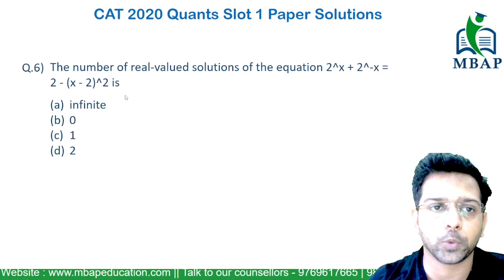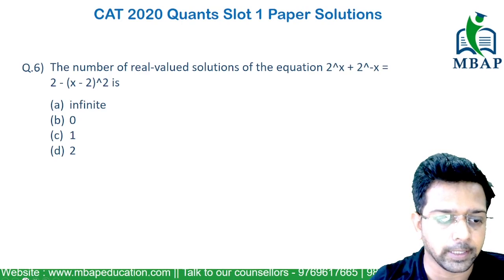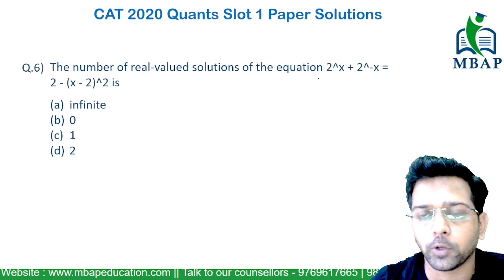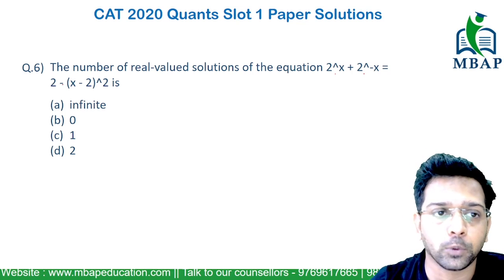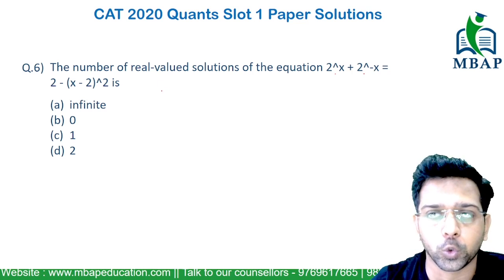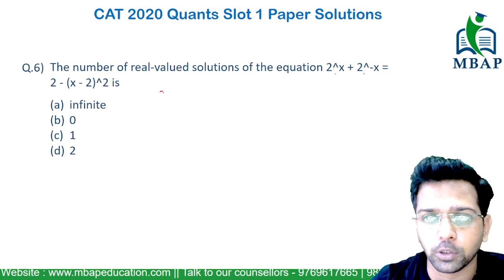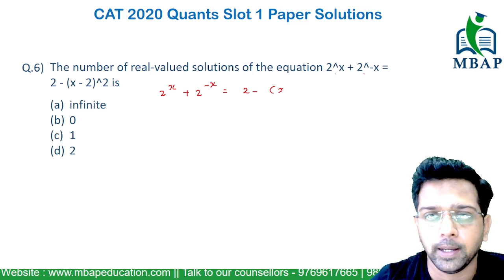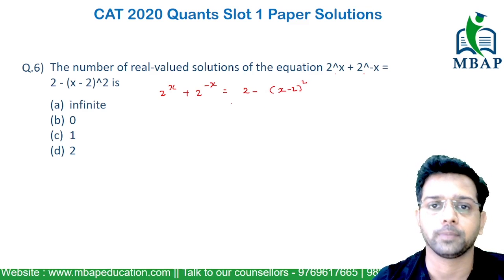Let's have a look at the next question. Read the question well. The question says, the number of real valued solutions for the equation 2 raised to x plus 2 raised to minus x is equal to 2 minus (x minus 2) the whole square. Let me rewrite this first. This is 2 raised to x plus 2 raised to minus x will be equal to 2 minus (x minus 2) the whole square. Clear?